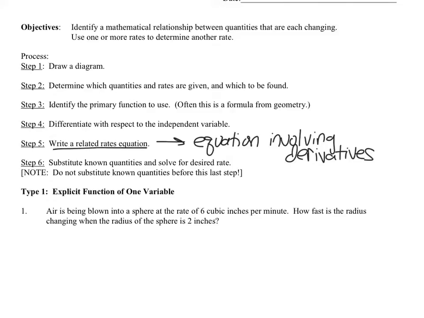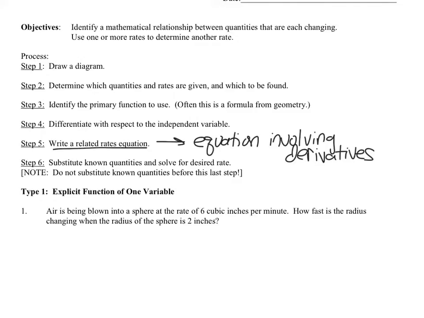Step 6, substitute known quantities and solve for the desired rate. So that's the part where you take the numbers, you plug them in, and get an answer. You don't want to make any substitutions too early in the process, because if you do and then go to take the derivative, anytime you substitute a number in and then take the derivative, you're going to get 0 as a result. If it's a variable quantity.